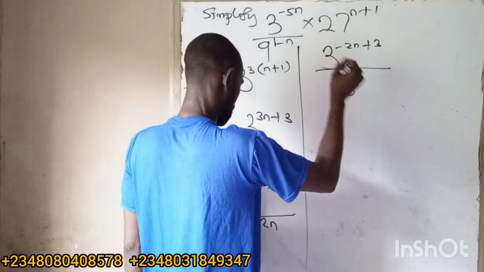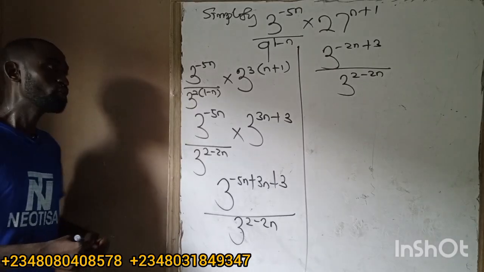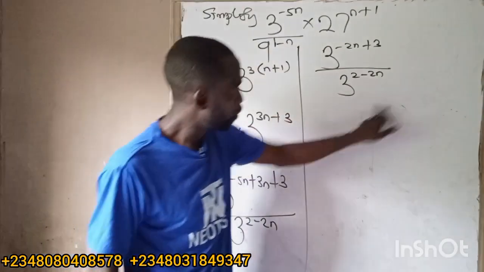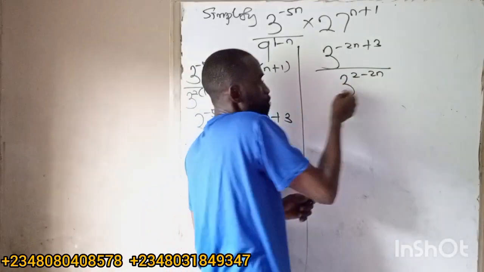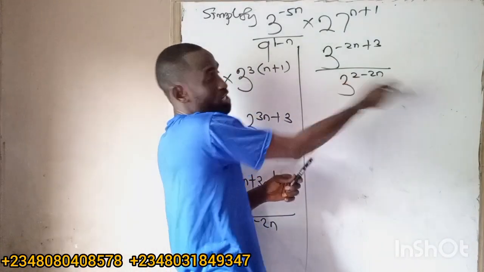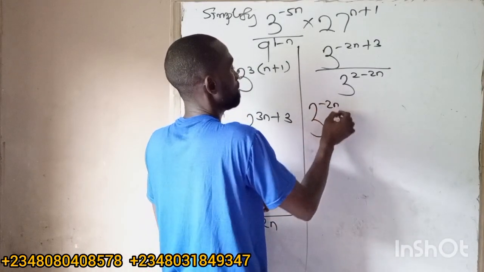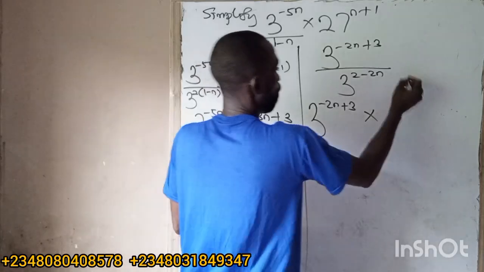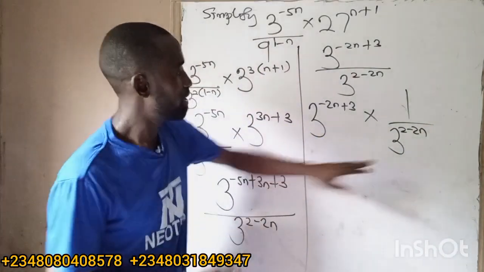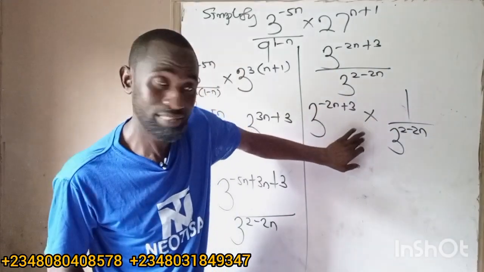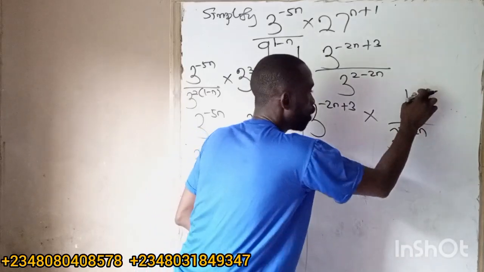power 2 minus 2n. Alright, if I look at this very well, I can solve it in 2 ways. Either I separate or I bring this one up. If this one is going up, all the powers that are positive will change to negative. So we're having something like this: 3 raised to power minus 2n plus 3, times 1 all over 3 raised to power 2 minus 2n. What I have here is the same thing as this. Negative power, or the negative index law, goes up to become positive.